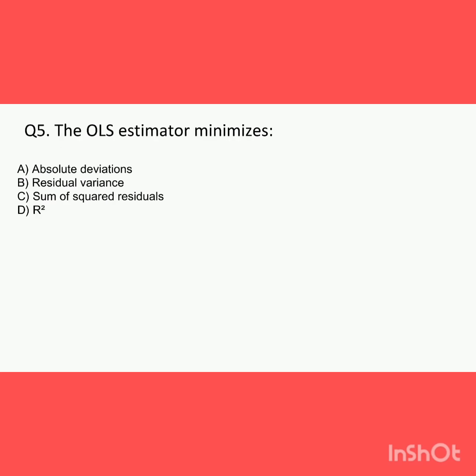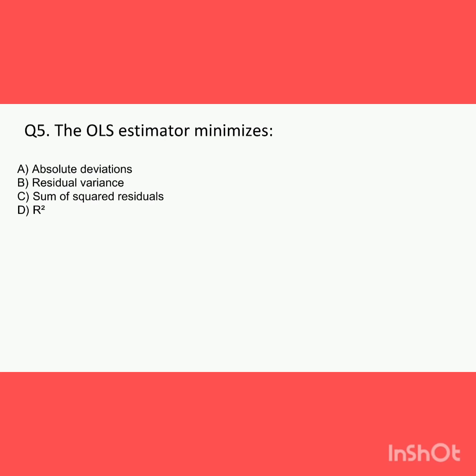Now, next question is question number 5. The OLS estimator minimizes option A, absolute deviation. Option B, residual variance. Option C, sum of the squares of residuals. Option D, R square.